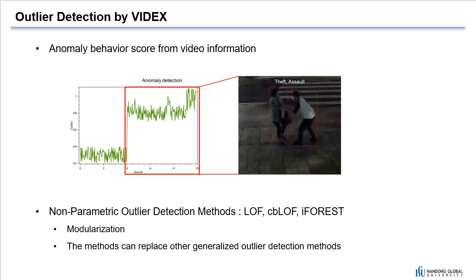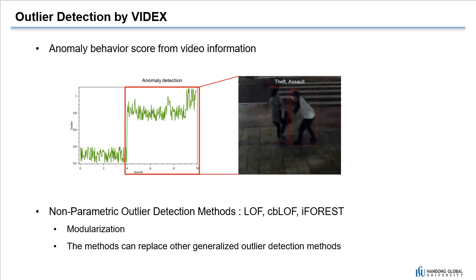Next, VIDEX outlier detection. In order to detect abnormal behavior in the video, we use anomaly detection techniques, assuming that abnormal behaviors such as death, assault, will be detected as statistical outliers.